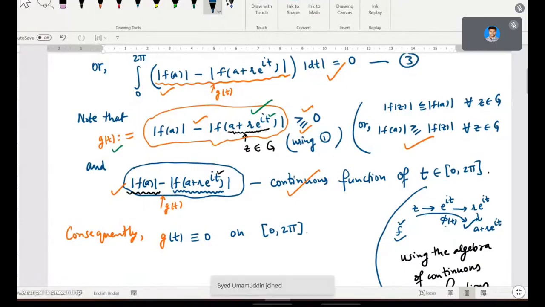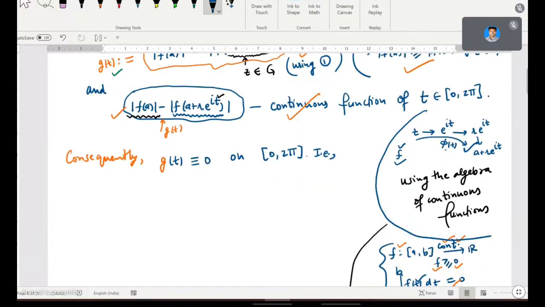Is this okay? That is, g(t) I wrote only to explain to you. That is, the main point is, I am saying that the magnitude of the value of f at a plus re^(it) is equal to mod of f(a) for all t in the closed interval 0 to 2 pi. Is this okay?